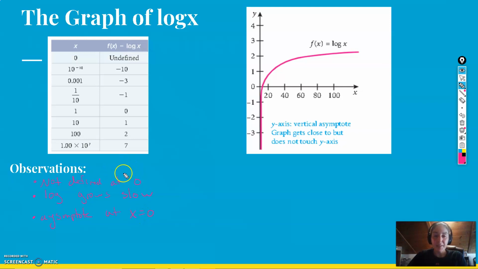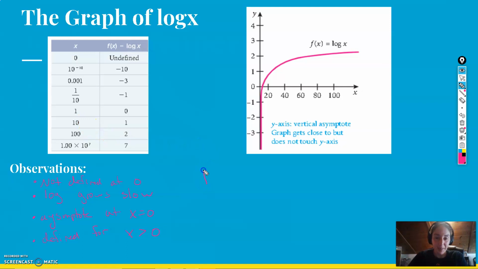So it's not defined at 0. It's also not defined for anything less than 0. So these log functions are only defined for inputs, or x's, that are strictly greater than 0. Notice when we plug in 0, and if we plugged in any negatives, we'd also get undefined. So these functions are only defined on the positive values. You can only input positives, so that restricts the domain.